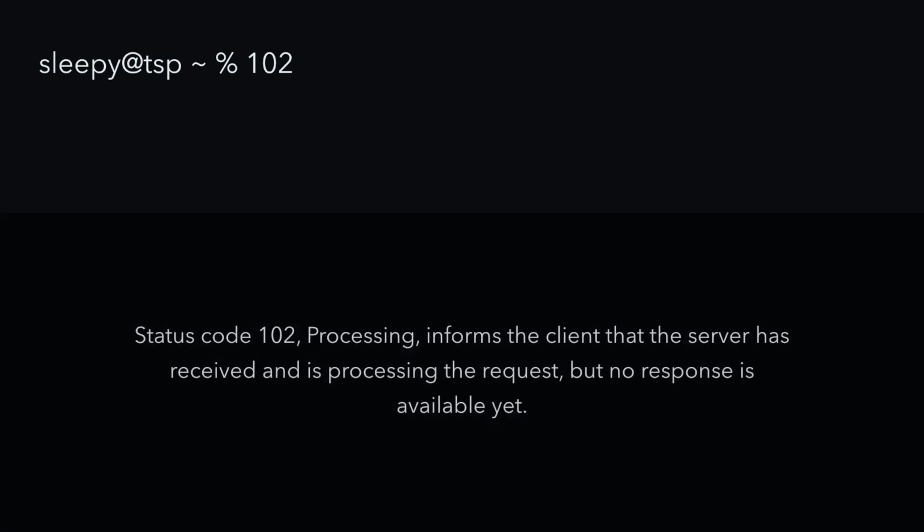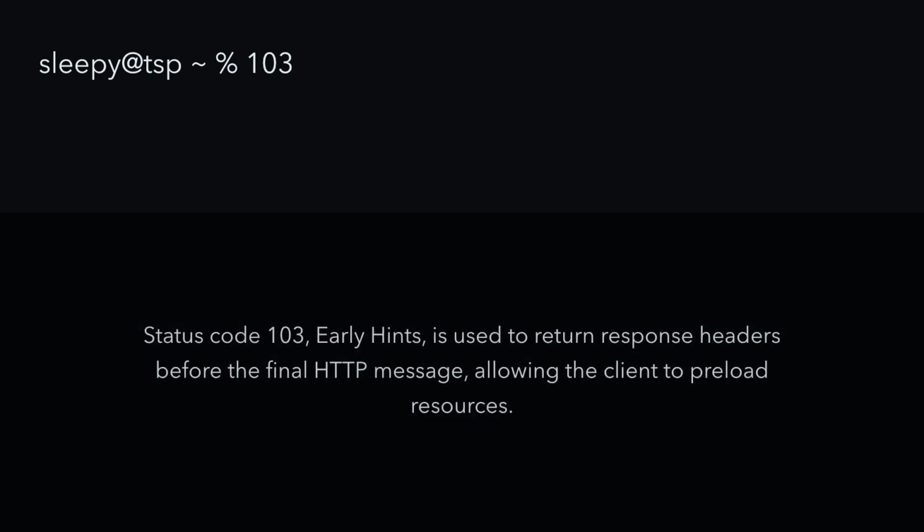Next, we have status code 102, referred to as processing. This is used to inform the client that the server has received and is processing the request, but no response is available yet. Continuing with status code 103, commonly known as early hints. This response is used to return some response headers before the final HTTP message. It allows the client to preload resources while the server prepares a response.